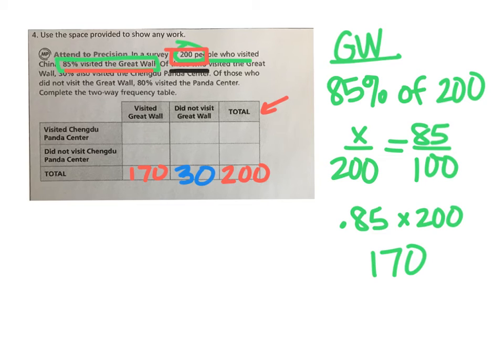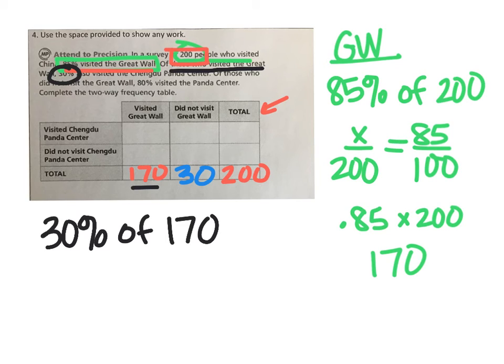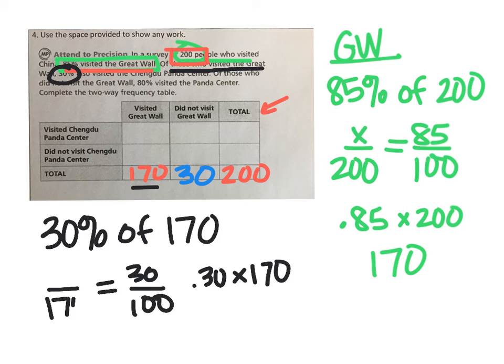Now it says, of those that visited the Great Wall, 30% also visited the Panda Center. So 30% of the people that visited the Great Wall, well, that was 170, visited the Panda Center. So I need to figure out how many that is. 30% of 170. Again, you can either set up a proportion or you can type it in. I'll give everybody a second to choose your way. Do you want to do a proportion, or are you going to type it in this way? Okay, get your answer. All right, looks like I end up with 51.